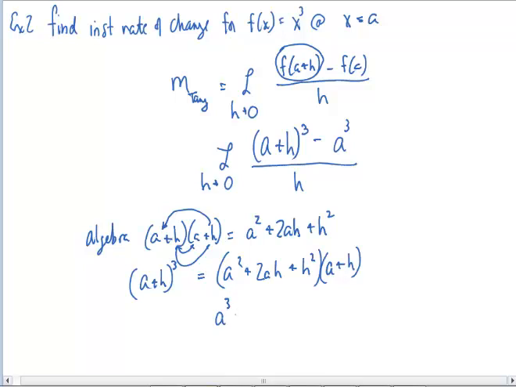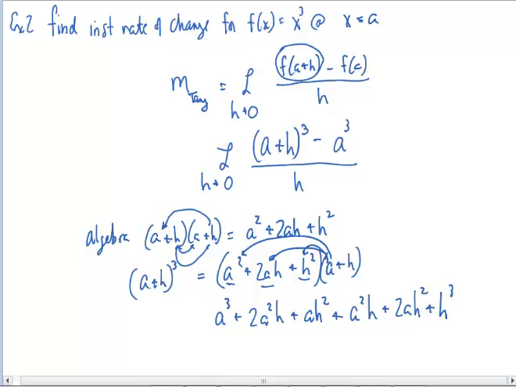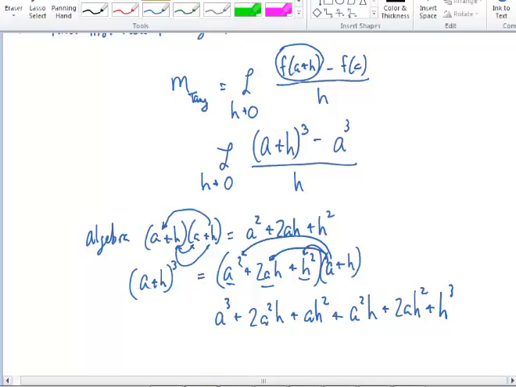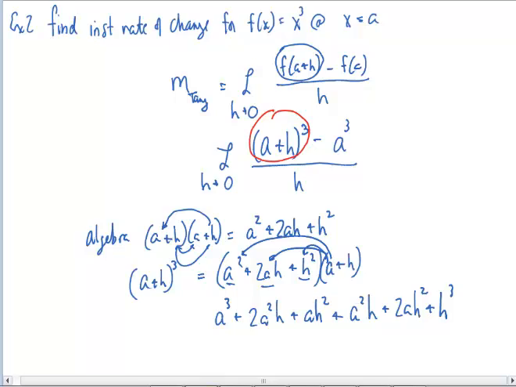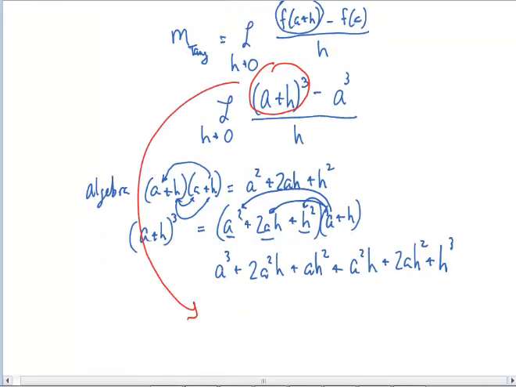So I got a cubed plus 2a squared h plus a h squared for multiplying the a by these three, plus I got to multiply these three things by h. So I've got plus a squared h plus 2ah squared plus h cubed. That is what I want to put here. So I'm going to simplify this limit. Actually, not simplify, it's going to look a lot more complicated. h goes to 0. I'm going to put in all those terms.